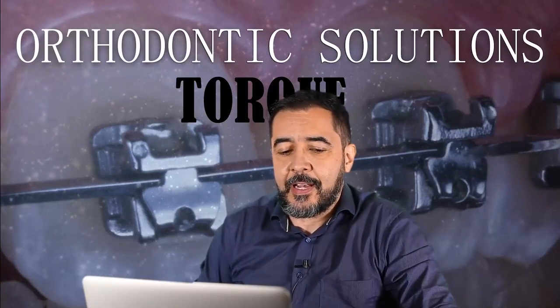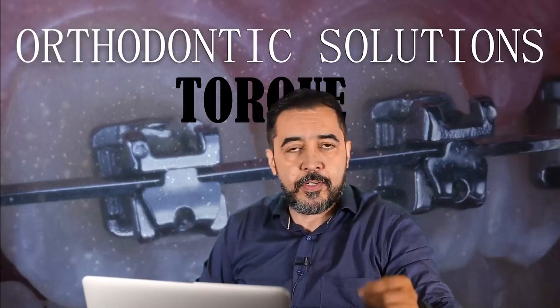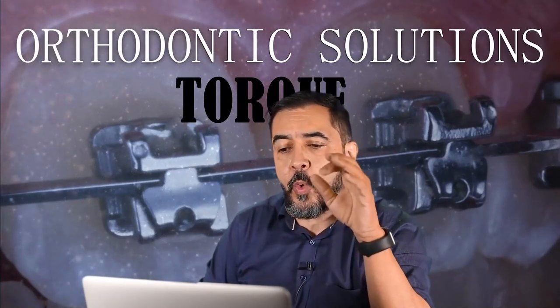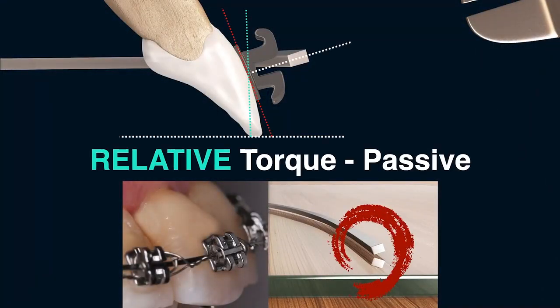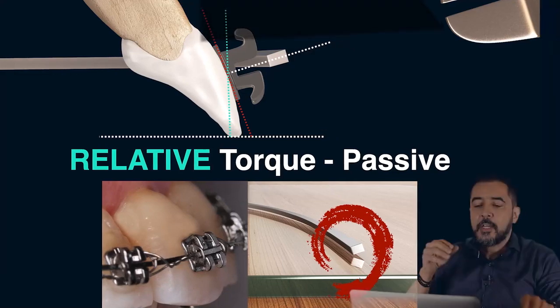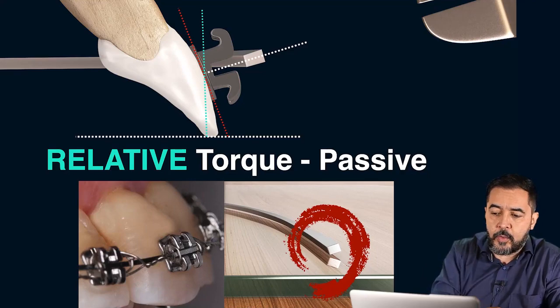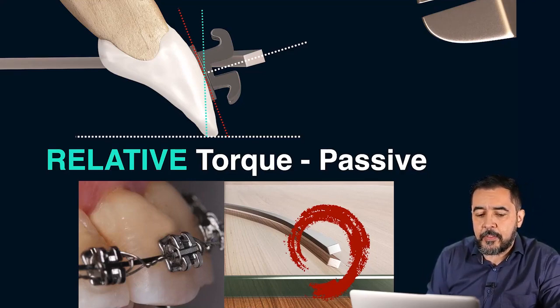My friends, let's try to answer the pending question from the last class. What do we have to do in order to avoid those bad outcomes that we can have if we apply an unwanted torque to our teeth? In that case, I'm going to show you a very interesting example of this.